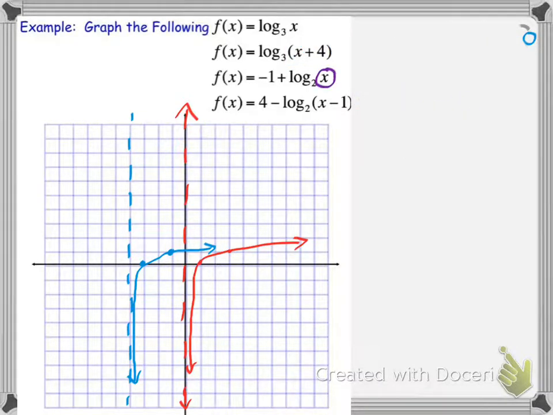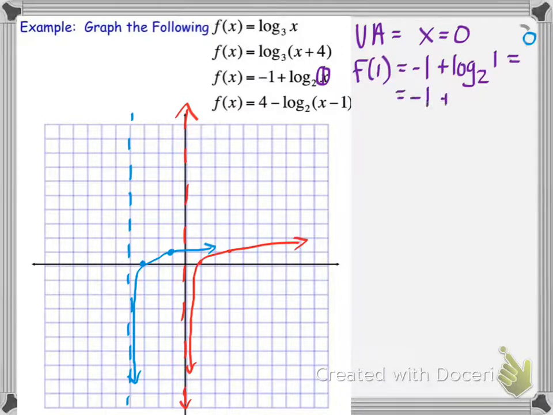So we're looking for the inside. When is the inside of the logarithm 0? Well, of course, that's when x equals 0. Now we'll look for when is the inside the base. When is the inside 1? The inside is 1 when I plug in 1. So I'm going to plug in 1 and calculate. Log base 2 of 1 is 0, which is why I did that. And I get the answer of negative 1. So one point is 1, negative 1.